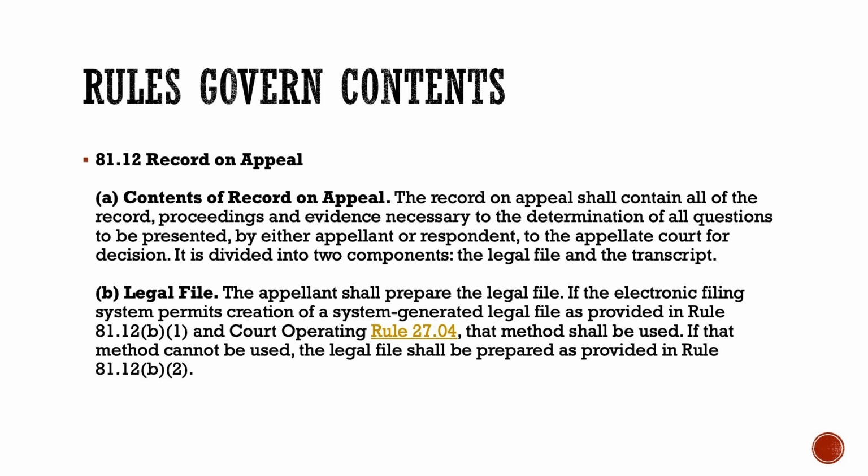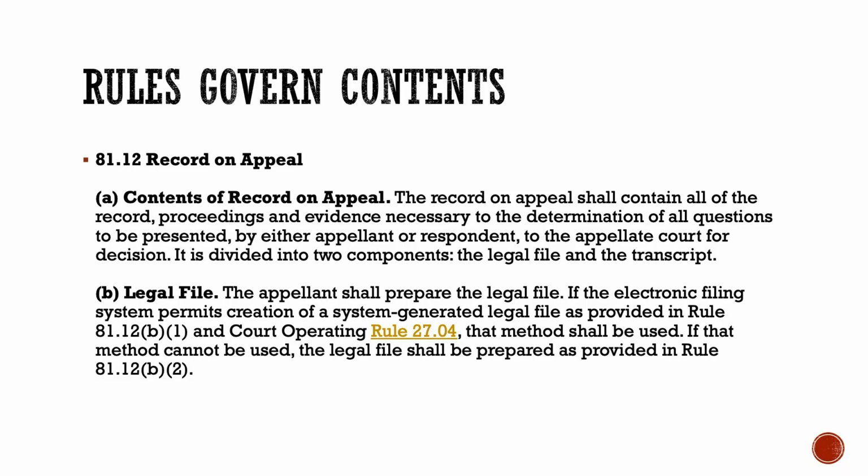The thing that governs what goes into the legal file and the record on appeal is the rules. And in Missouri, that's covered by Rule 81. Rule 81.12 says what the contents of the record of appeal are. And here they are. The record on appeal shall contain all of the record proceedings and evidence necessary to the determination of questions to be presented by either appellant or respondent to the appellate court for decision. It is divided into two components, the legal file and the transcript.